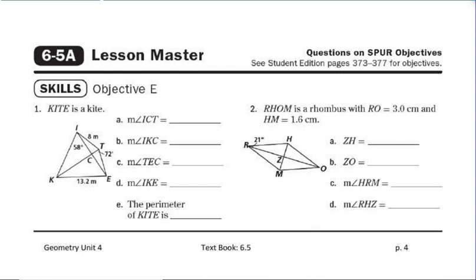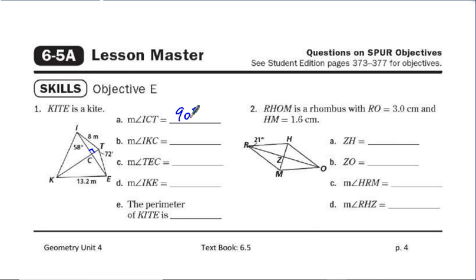Taking a look at this next example here, KITE is a kite. They've got some given information written on the page. And the first question is asking for the measure of angle ICT. This would be 90 degrees because the diagonals are perpendicular, since the symmetry line, KT, is a perpendicular bisector of the diagonal IE.